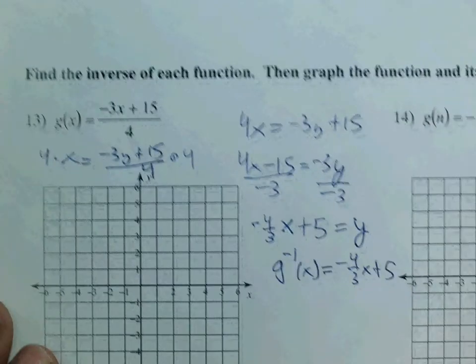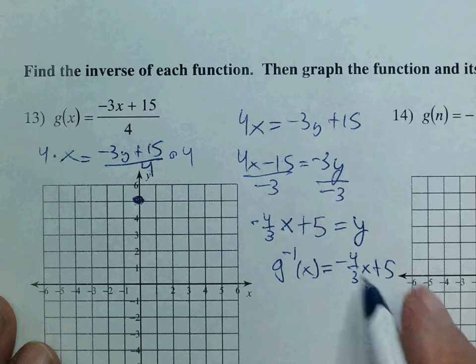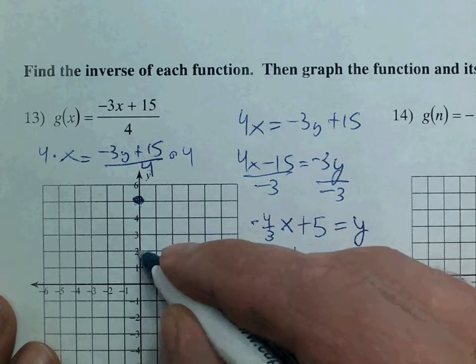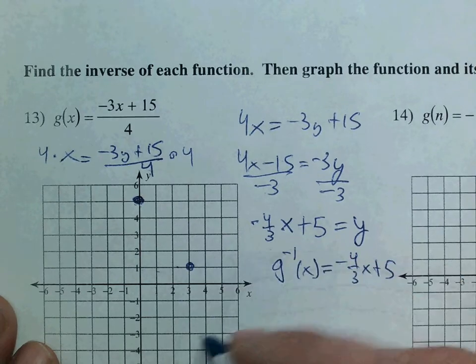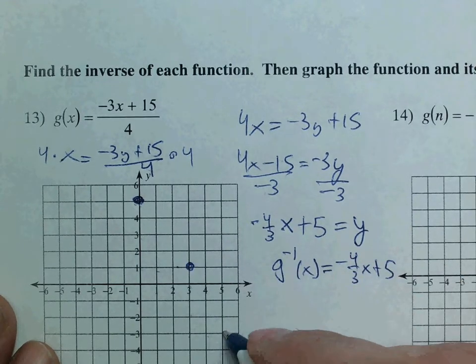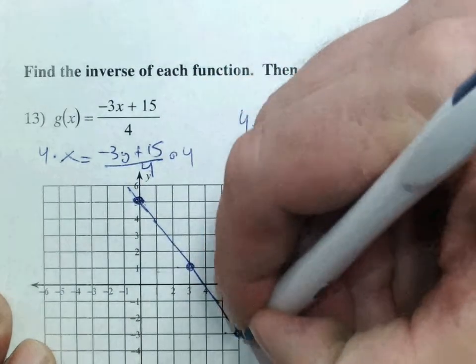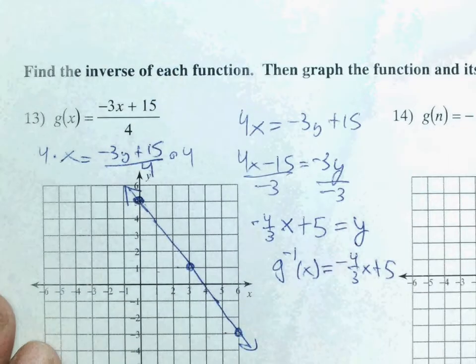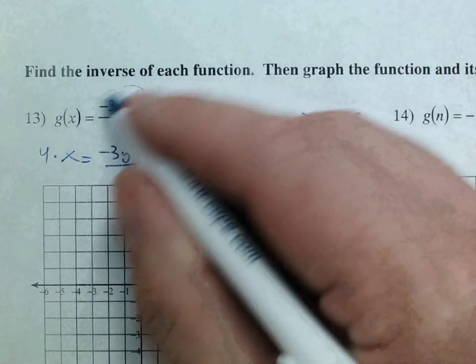Now, this is easy to graph. The y-intercept is 5. This is g inverse of x. The slope is negative 4/3, so we're going to go down by 4 and over by 3, down by 4, over by 3. We're going to make sure we put arrows on the ends of our line. This is the inverse function, but it also said to graph the original function.